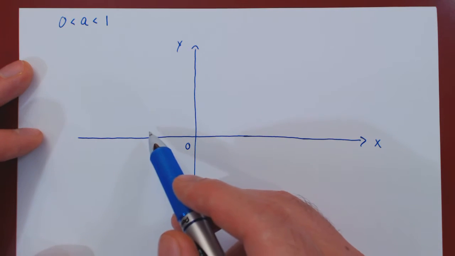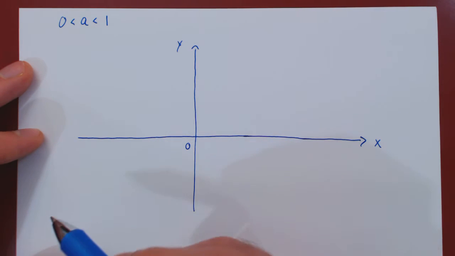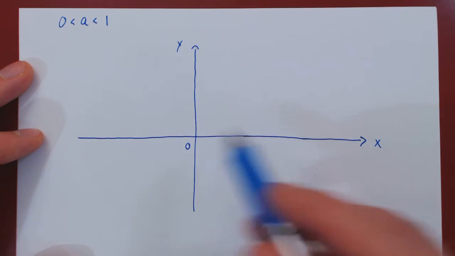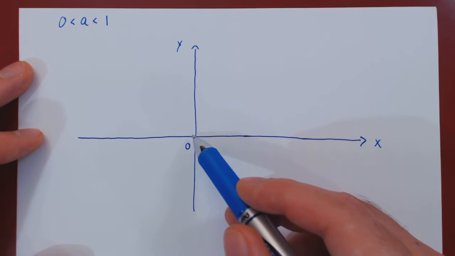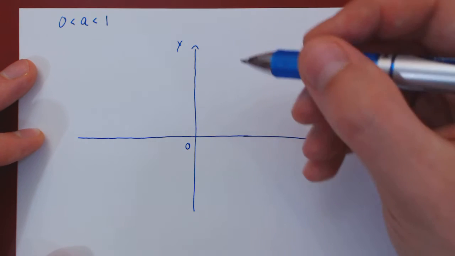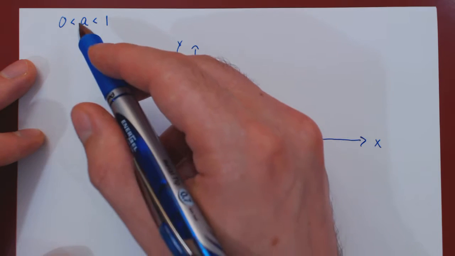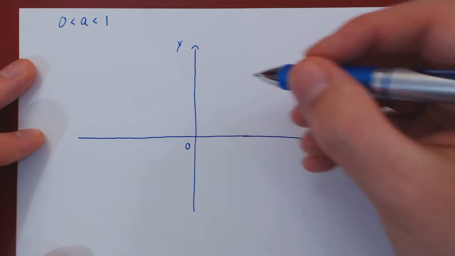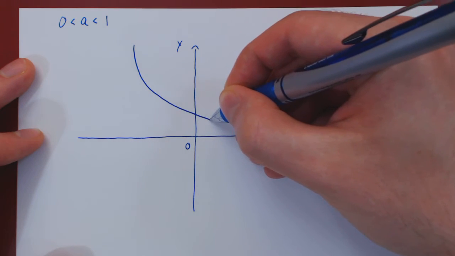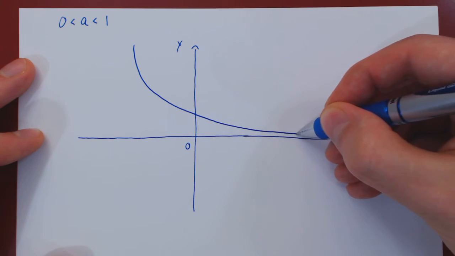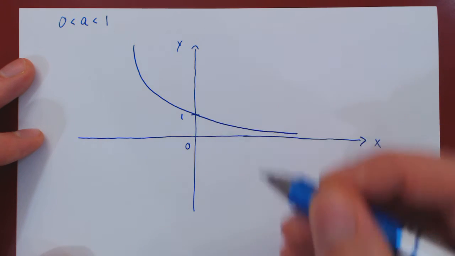On the other hand, if you look at the negative x values, now you're taking the reciprocal. So if these values are small, these will be very large. And as these tend to 0, these will go to positive infinity. So it's really the reverse image of the exponential function when the base is larger than 1. And again, the y-intercept is y equals 1.